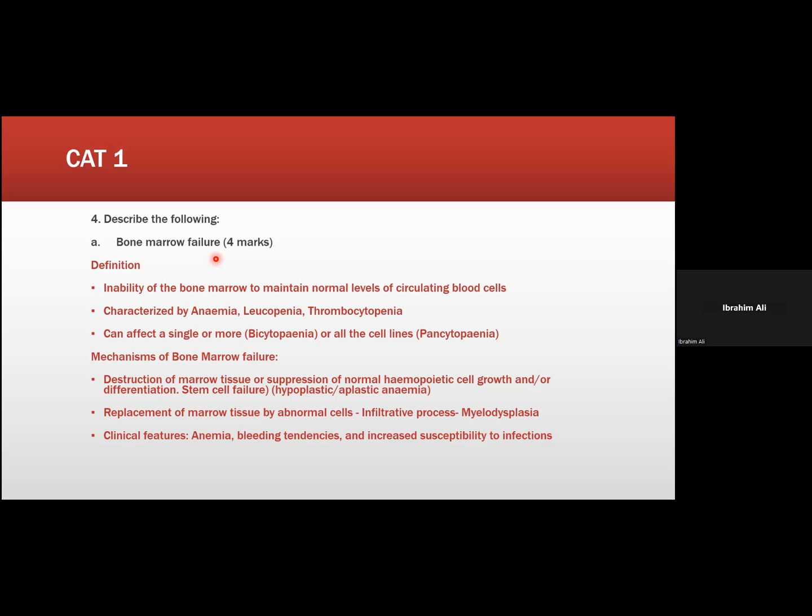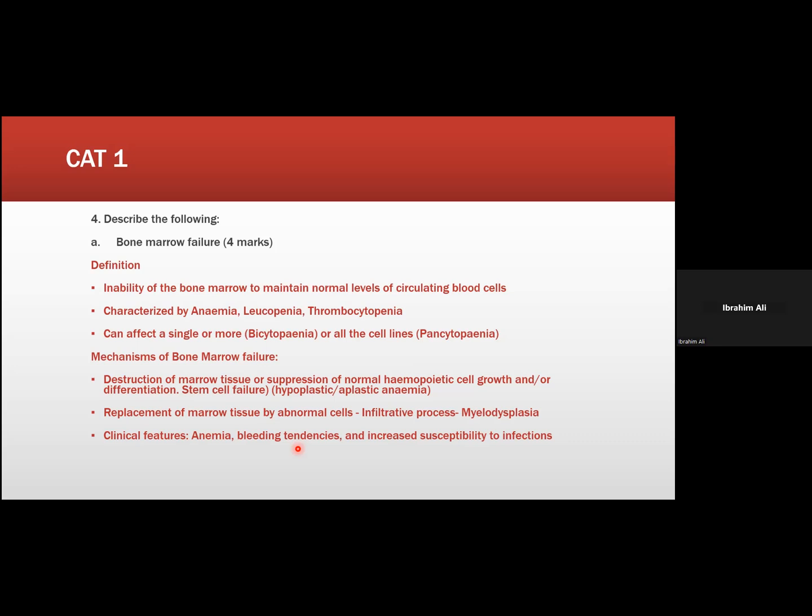Now the clinical features of bone marrow failure can be anemia, which is when you have low RBC, and bleeding tendency when your platelets are lower. And when your WBC is low, or when you are leukopenic, you have increased risk of getting infections. If you put it that way, it'll be easier for you to get the marks.